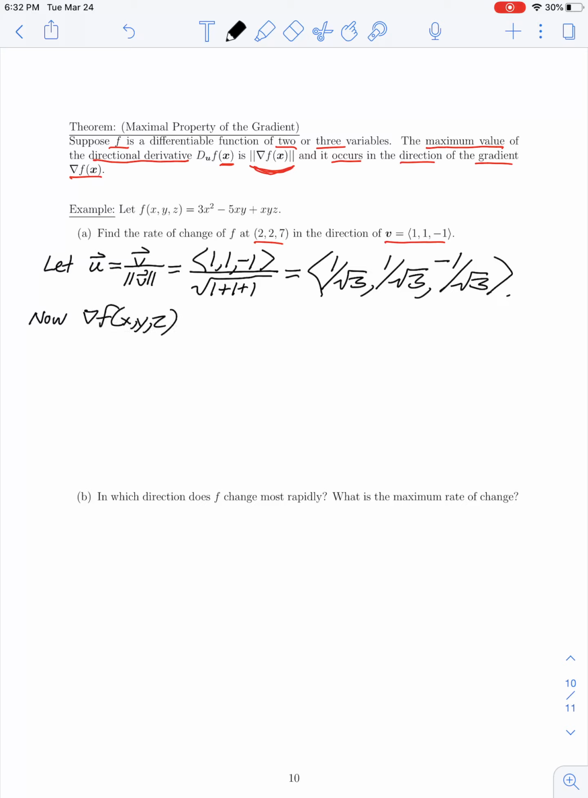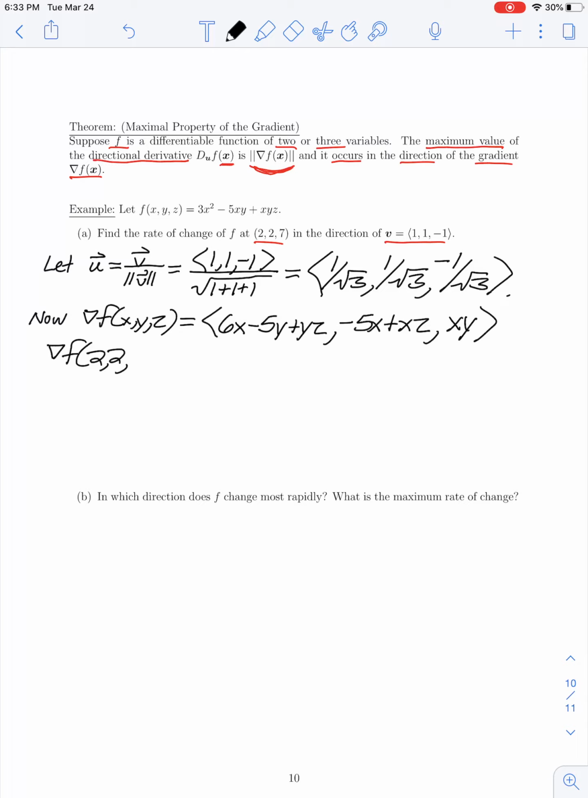And the gradient of f at some point x, y, z is given by the vector whose first component would be our derivative with respect to x. In this case, 6x minus 5y plus yz. Our second component would be the derivative of f with respect to y. So here, negative 5x plus xz. And our last component would be the derivative with respect to z, which gives us just x times y.